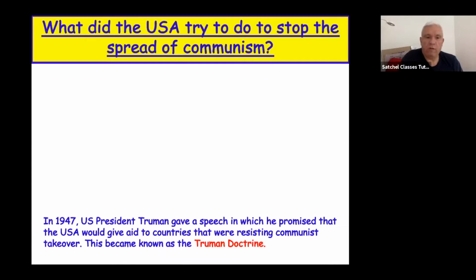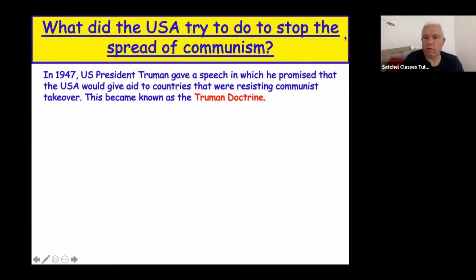In 1947, a new US president called Harry Truman gave a speech in which he promised that the USA would give aid to countries that were resisting communist takeovers. This became known as the Truman Doctrine, a very important key term for your exams. The USA would help countries who were resisting communist takeovers. Doesn't mean that they would start wars with them, but they would give aid, give money, and they might give military aid as well.